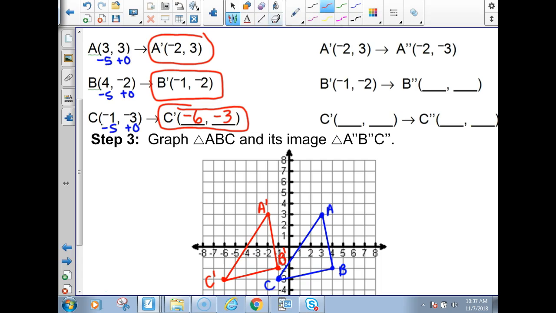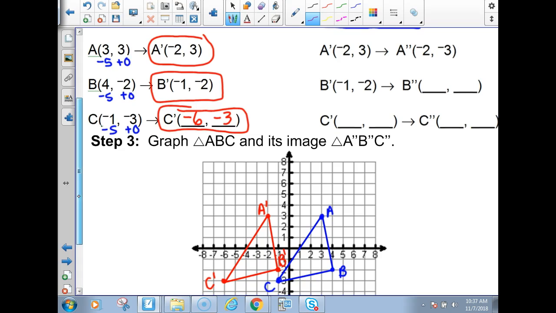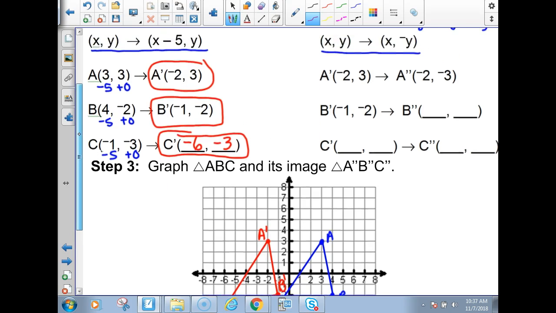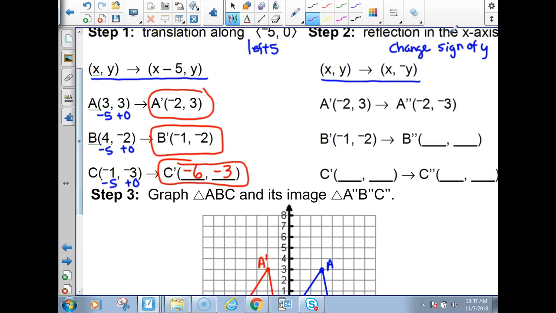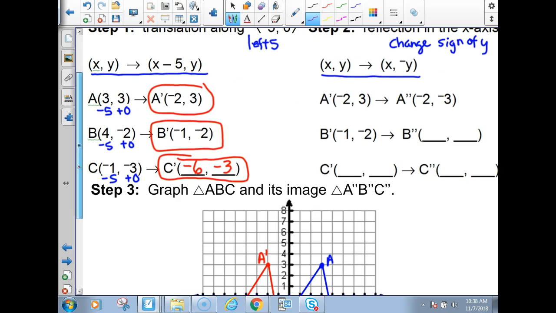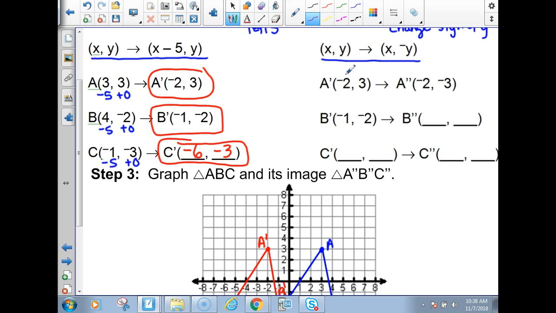Okay, I'm going to do the next one in a different color. Because now we're going to take this one, the one with the prime notation, and do the next step, which is to reflect in the x-axis, which changes the sign of the y values. So you change the y to -3, and that becomes A double prime (-2, -3). For B double prime, it's going to be (-1, 2).